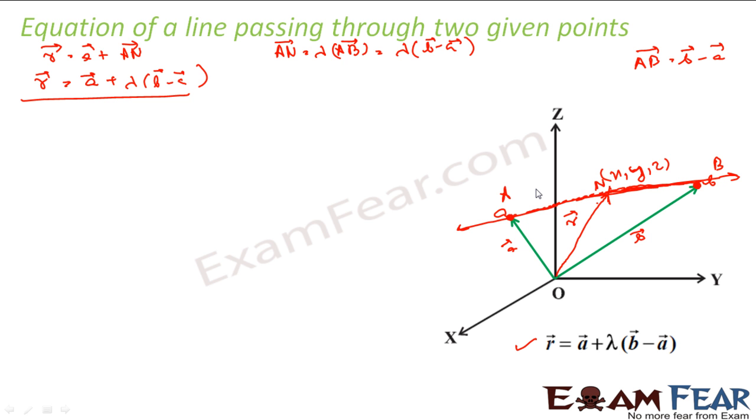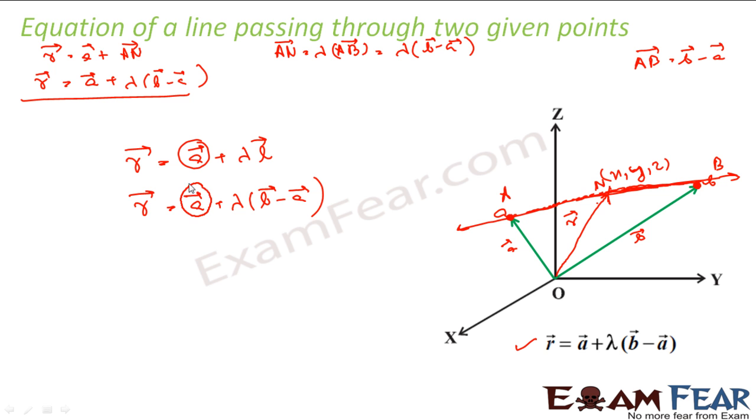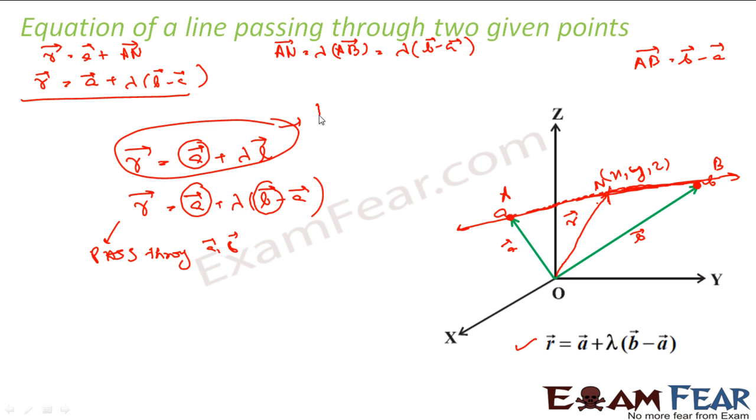Please let me repeat. For the equation of the line, I have two forms. One is A vector plus lambda L vector, where the line passes through point A and is parallel to vector L. Or I have A vector plus lambda times (B vector minus A vector), where the line passes through A vector and B vector. So I have 2 forms of equation in the vector form. Please note, R is equal to A plus lambda L passes through A and is parallel to the L vector.